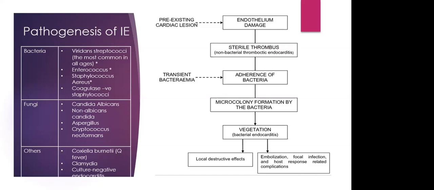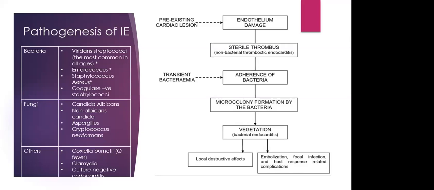So how can someone have bacteremia? It can happen by chewing food, toothbrushing, flossing, or if the patient undergoes any procedure. So whenever there is adherence of the bacteria, it will cause microcolony formation by the bacteria and lead to the vegetation. This vegetation will cause local destructive effects, embolization, focal infection, and host response related complications.